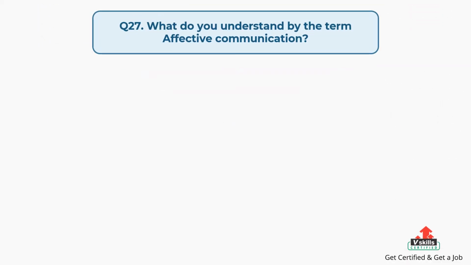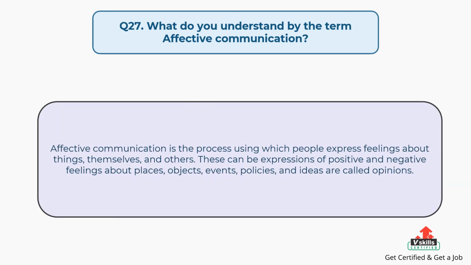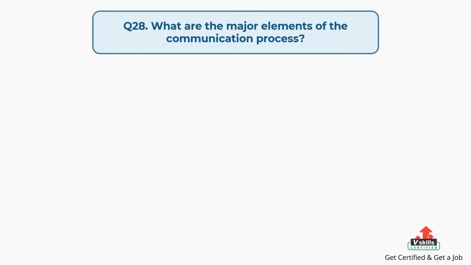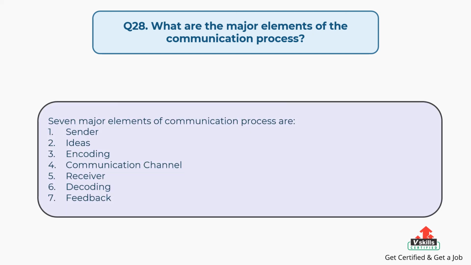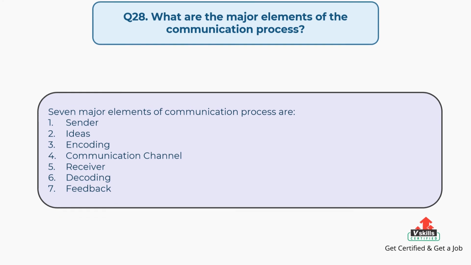Question number 27. What do you understand by the term effective communication? The answer is: effective communication is the process using which people express feelings about things, themselves, and others. These can be expressions of positive and negative feelings about places, objects, events, policies, and ideas, which are called opinions. Question number 28. What are the major elements of the communication process? The answer is: 7 major elements of the communication process are: sender, ideas, encoding, communication channel, receiver, decoding, feedback.